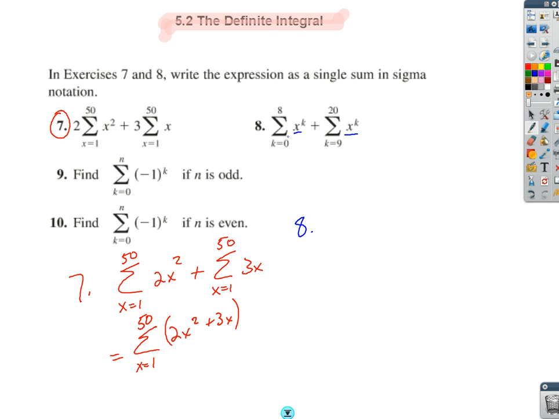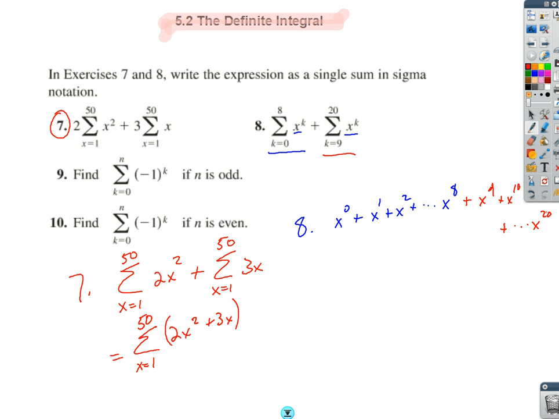So if I were to expand this out, this would be x to the 0 plus x to the first plus x squared plus dot dot dot x to the 8th. That would take care of that first one. And then when I come over here to this one, it would be plus x to the 9th plus x to the 10th plus dot dot dot x to the 20th.